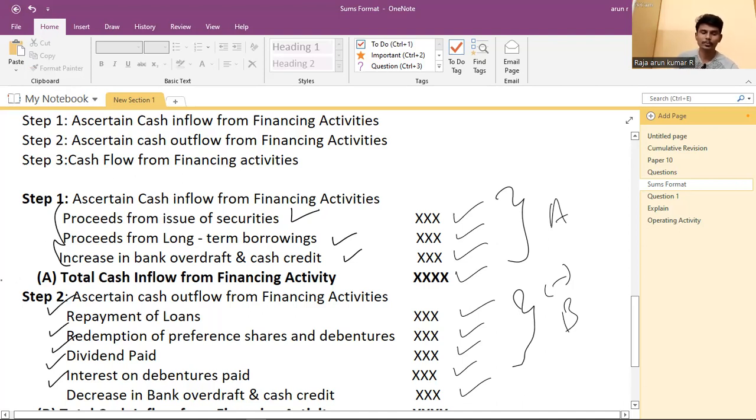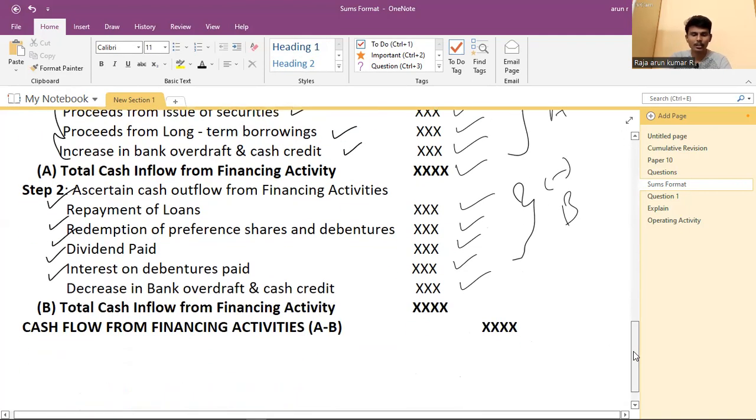Redemption of preference shares and debentures is paid to the shareholders and debenture holders, and dividend is paid in cash or bank; both are cash outflows. Interest on debentures paid, and decrease in bank overdraft and cash credit, all come under financing activities. The inflow minus outflow of financing activities gives the cash flow from financing activities.